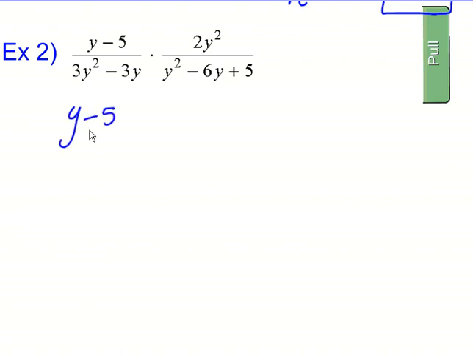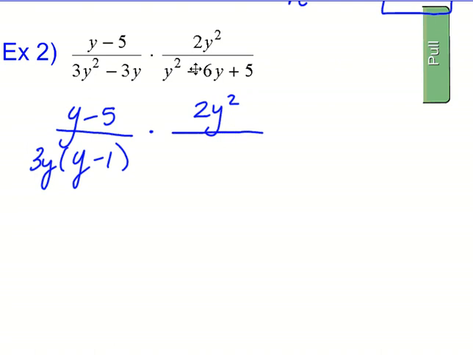So here I have y minus 5, nothing common there. But in this 3y squared minus 3y, we do have a 3y that's a common factor, the greatest common factor. It leaves behind y minus 1. We're going to multiply that times 2y squared. And then in the denominator, we have this trinomial.